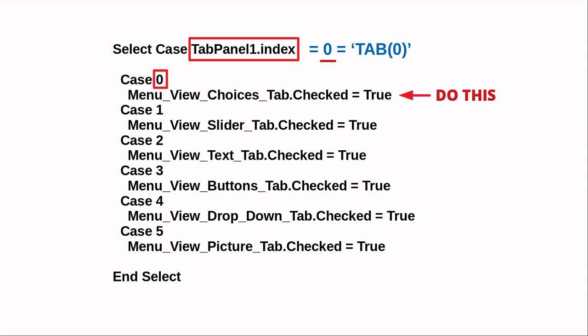In each case, the appropriate view menu radio button will be set based upon which tab panel tab is the currently selected tab, as indicated by the tab panel's index property.